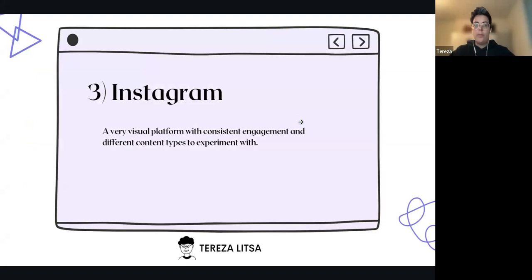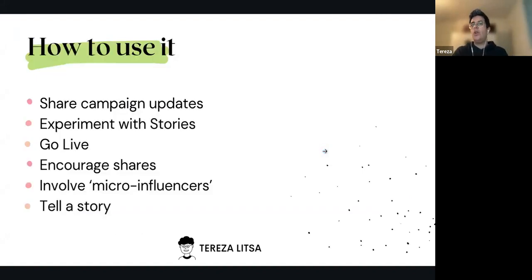And let's talk about Instagram now. So obviously Instagram, again, owned by Meta, which also has Facebook. It's a very visual platform and it's great. It has consistent engagement. It's been growing the last year. And it's also something that is really good for community building. So it's good to share campaign updates, and that could be content on your feed. You can also share stories.